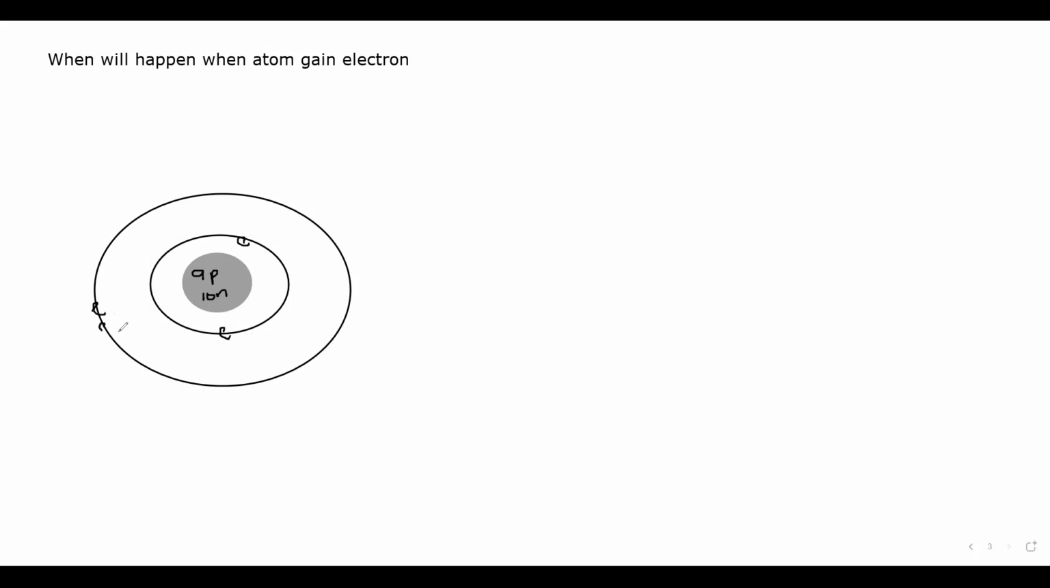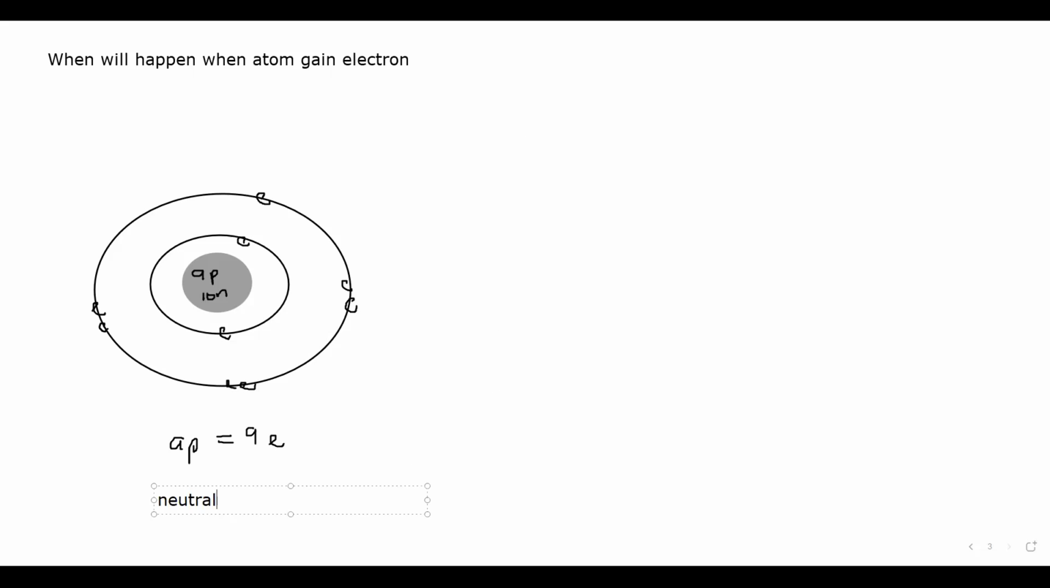What is the charge on this atom? What is the total charge? Positive, negative, or neutral? It has 9 protons and 1, 2, 3, 4, 5, 6, 7, 8, 9 electrons. So electrons and protons are the same in number. If the number of protons and electrons are the same, then it will be a neutral particle. It does not have any charge. It is neutral right now.